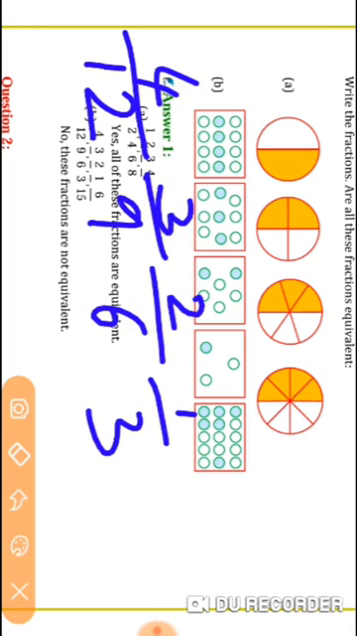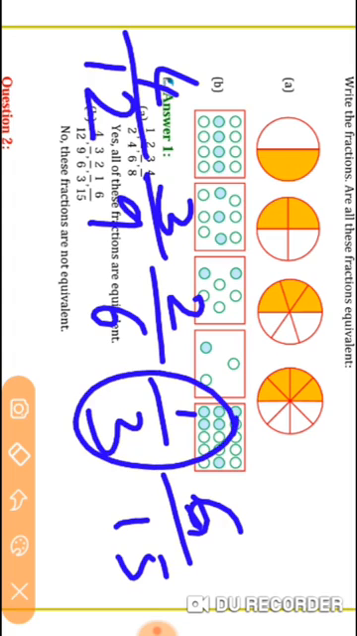Here how many are there? 15 parts are there, 6 parts they colored. So check once, are they equal or not? First we have to simplify. So 1 by 3 is already simplified. 2 and 6 have a common factor 2. 2 ones are 2, 2 threes are 6. So it is also 1 by 3.